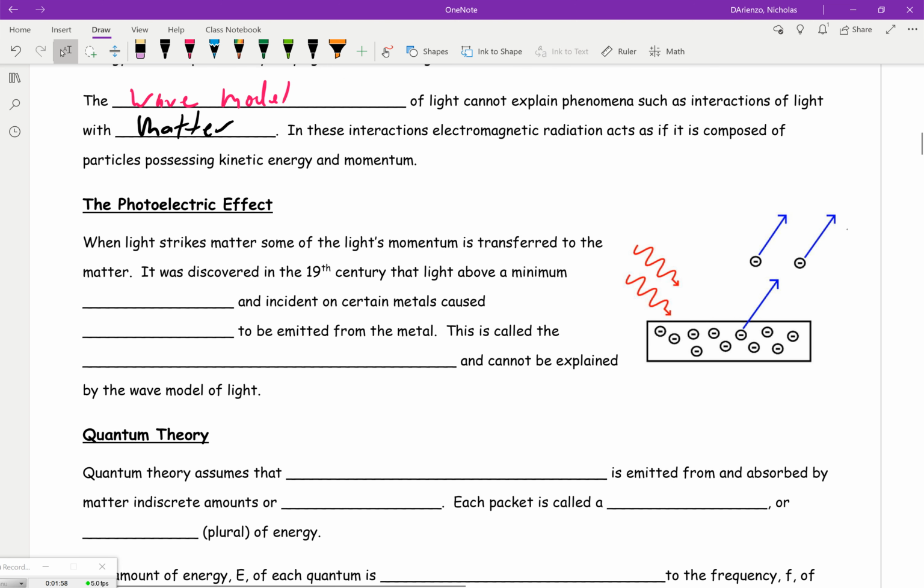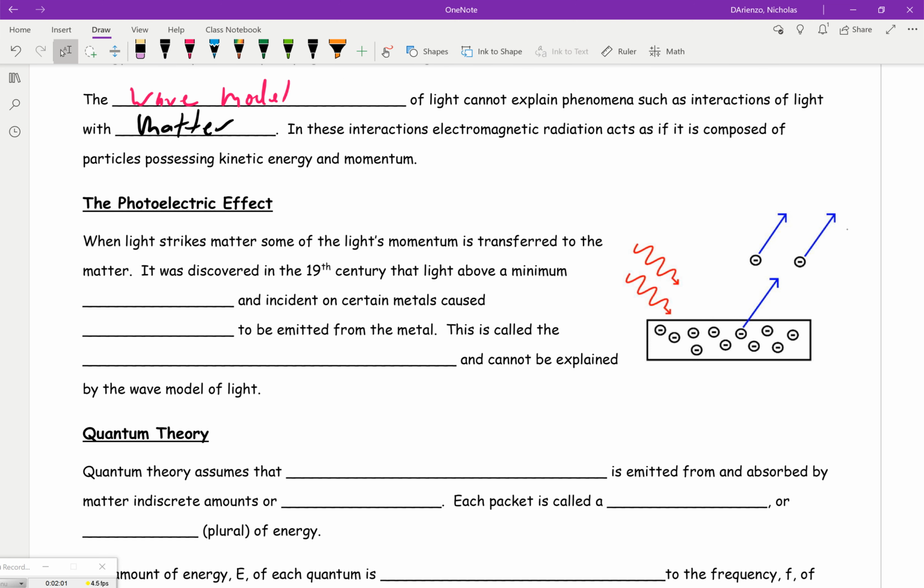And specifically, that interaction is what we call the photoelectric effect. Now, when light, any form of electromagnetic radiation, strikes matter, some of that light's momentum is actually transferred to the matter. So in theory, if you were to shine a flashlight onto the wall at home, the light from the flashlight would transfer its momentum to the wall itself. So in theory, knowing the conservation of momentum, the wall would start to move faster.